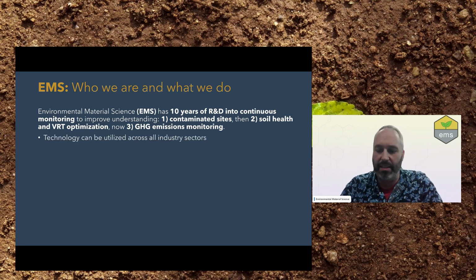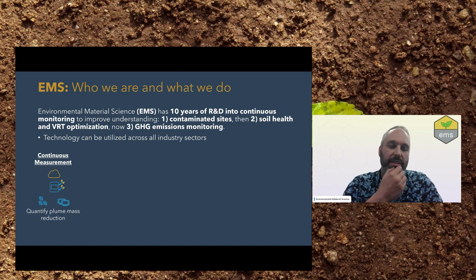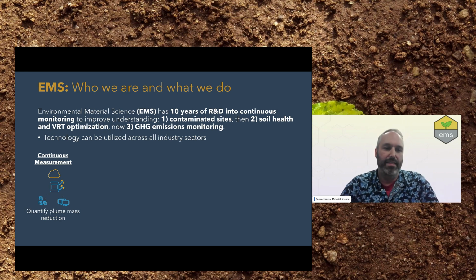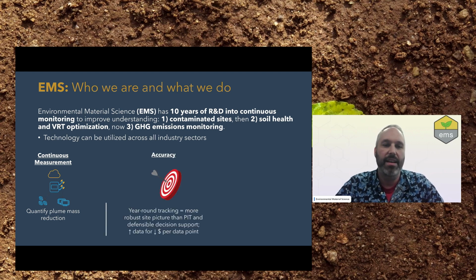And so this is the type of tech that can be used across multiple different sectors. And some of the big value that I think is provided by these is that these sensors continuously measure. So you're getting a measurement every half hour, 24 hours a day, 7 days a week, unless something gets struck by lightning. And that's very helpful in continuously quantifying your hydrocarbon plume and how the mass is changing.